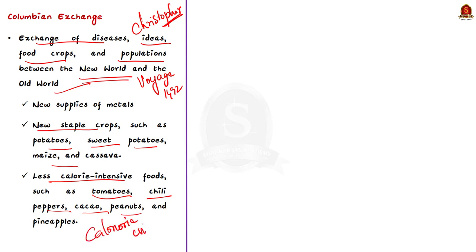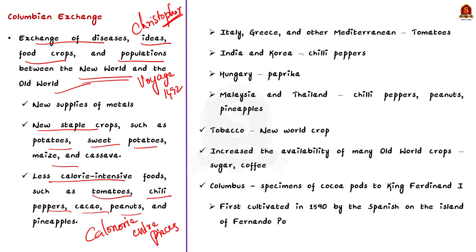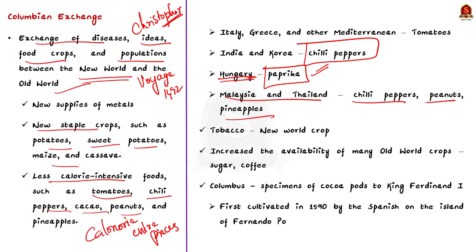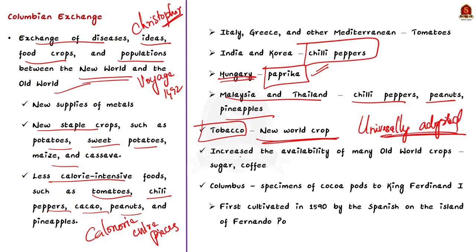In Italy, Greece and other Mediterranean countries, tomatoes are famous. And in India and Korea, chili peppers are famous. In Hungary, paprika made from chili peppers is famous. And in Malaysia and Thailand, chili peppers, peanuts and pineapples are famous. Apart from this, tobacco, another New World crop, was so universally adopted that it came to be used as a substitute for currency in many parts of the world. The exchange also drastically increased the availability of many Old World crops such as sugar and coffee.